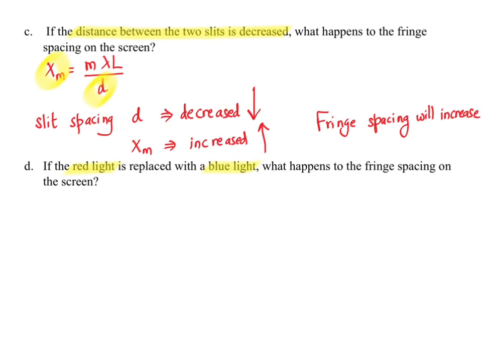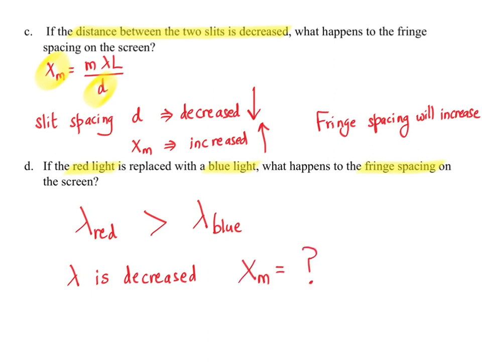Next, if the red light is replaced with a blue light, we know that red light has a greater wavelength, greater lambda than blue light. So what the question is telling you is the lambda is decreased. So you're moving from red to blue, that means lambda is decreased. So what happens to fringe spacing? That means what happens to XM.